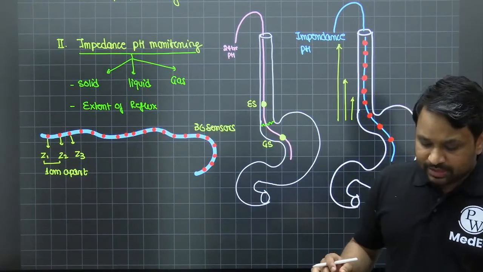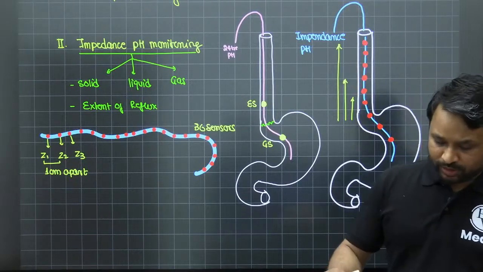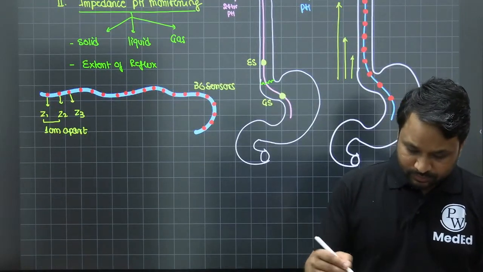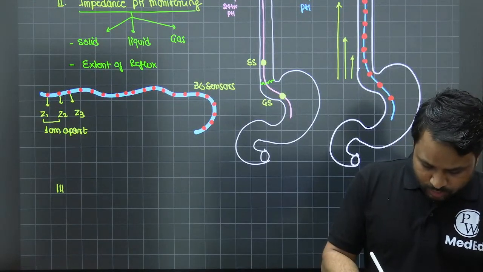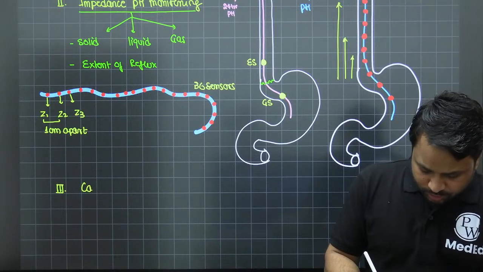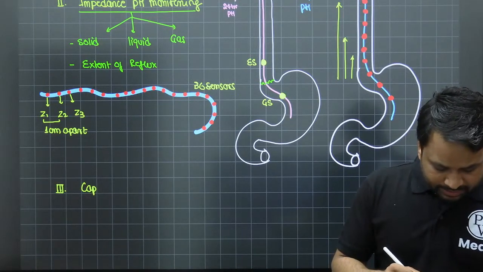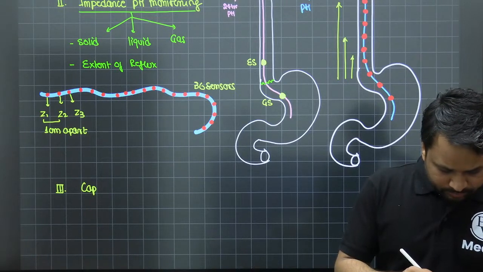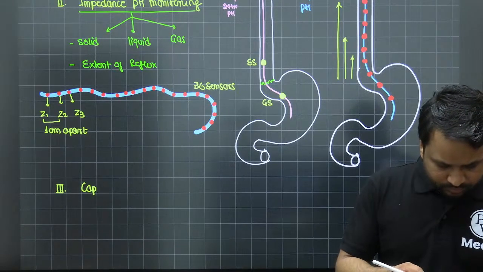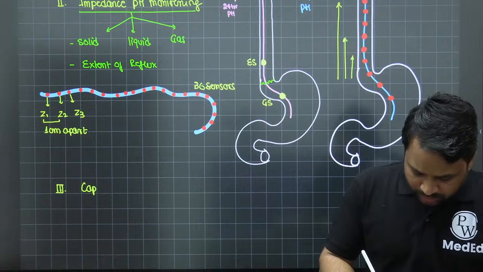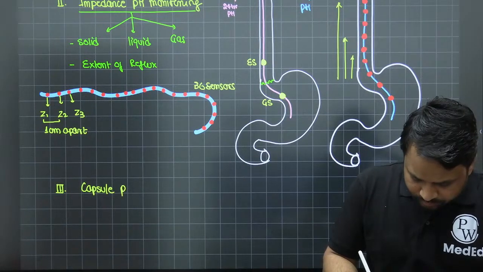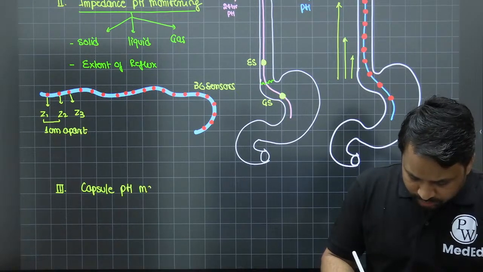अच्छा. So this is about your impedance pH monitoring. एक और नया है, जो नया हमारे पास है उसको हम बोलते हैं capsule pH monitoring. The new one that we have is what we call the capsule pH monitoring. We have something called the capsule pH monitoring.